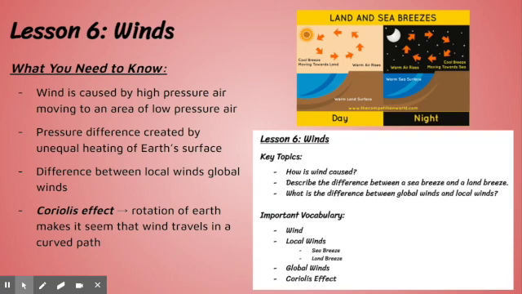Another important thing you need to know is the difference between a local wind and a global wind. Local winds are winds that are in a local area, a small area. And global winds are obviously, when we hear the word global, we think of the entire world. Global winds are winds that blow across the entire Earth. And finally, the Coriolis effect. So the rotation of the Earth makes it seem that wind travels in a curved path, and that is the Coriolis effect. So make sure that you know that.